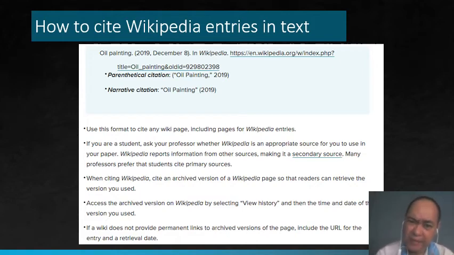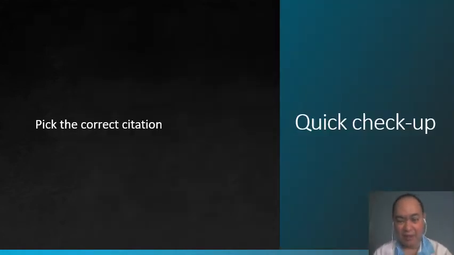Question: when and how can we find the archived source version? When citing Wikipedia, cite an archived version of the Wikipedia page. So where do we find that one? Access the archive version on Wikipedia by selecting View History and then the time and date of the version you used. Now, let's have a quick checkup of what we learned.